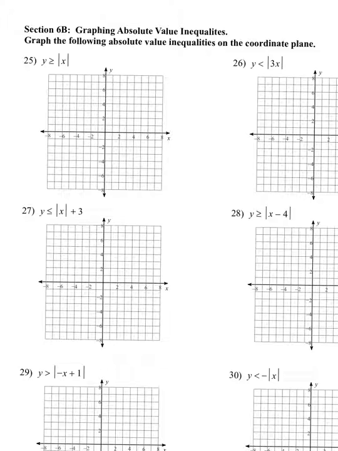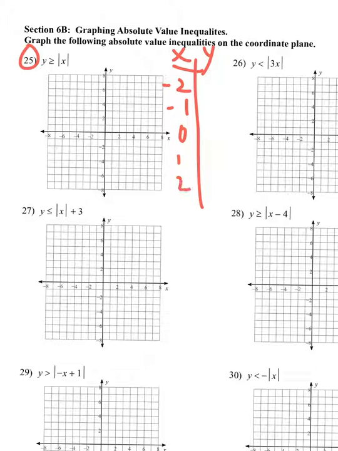So we need to make a table. And we're going to look at number 25 here. So we're going to make a table. I'm going to pick some values here. I'm going to pick -2, -1, 0, 1, and 2. So if I plug -2 in, absolute value of -2 is 2, so I get a 2. Absolute value of -1 is 1. If I put 0 in, the absolute value of 0 is 0. If I put 1 in, the absolute value of 1 is 1. If I put 2 in, the absolute value of 2 is 2.